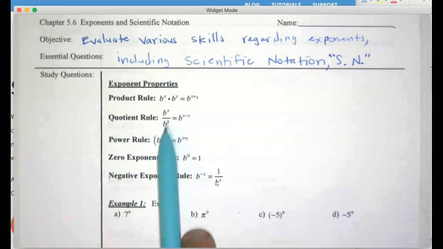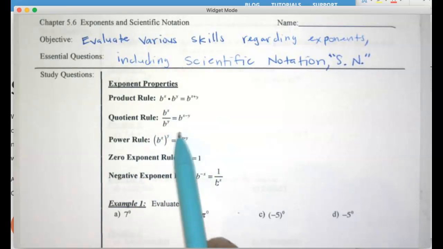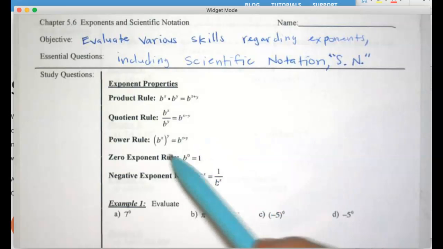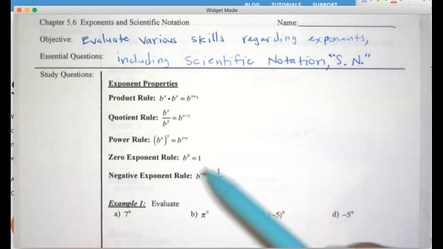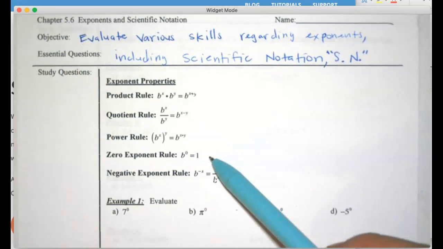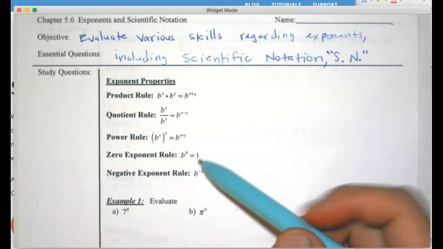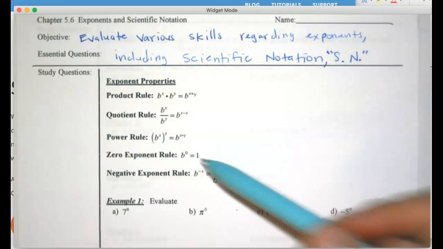If you're dividing two powers with the same base, you subtract the exponents. If you're raising a power to another power, you multiply the exponents. Again, you can look these over for as long as you need to. Raising anything to the power of 0, you get 1.